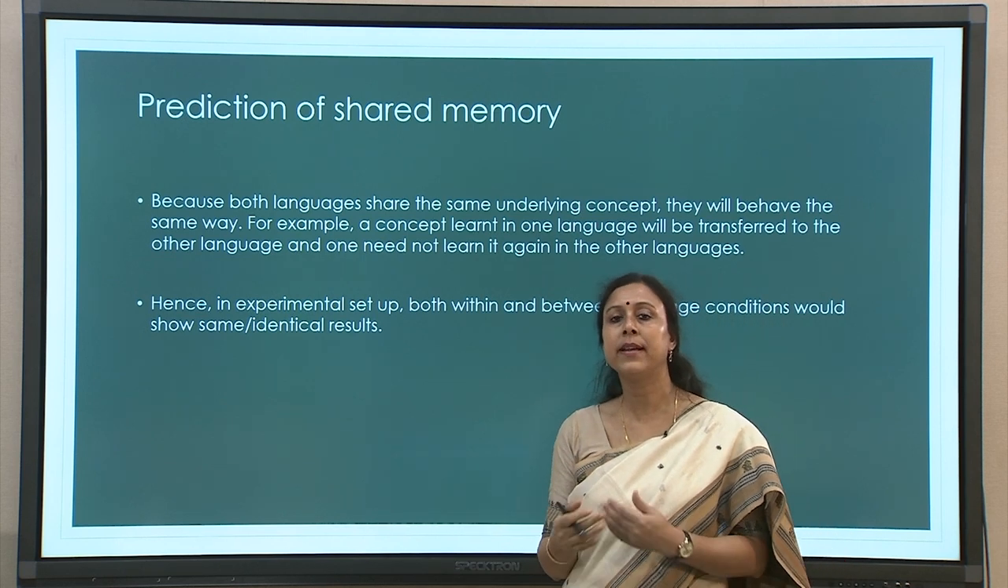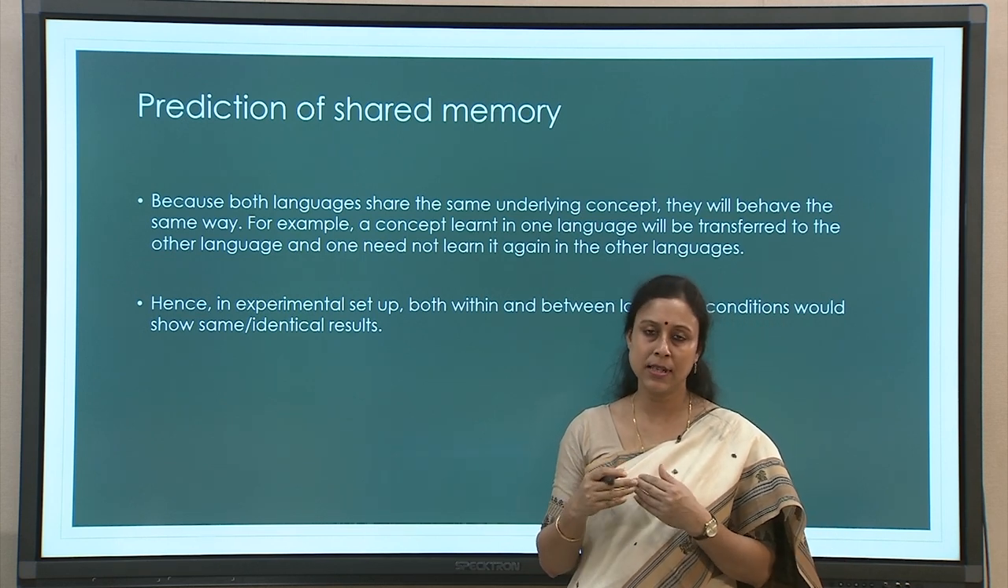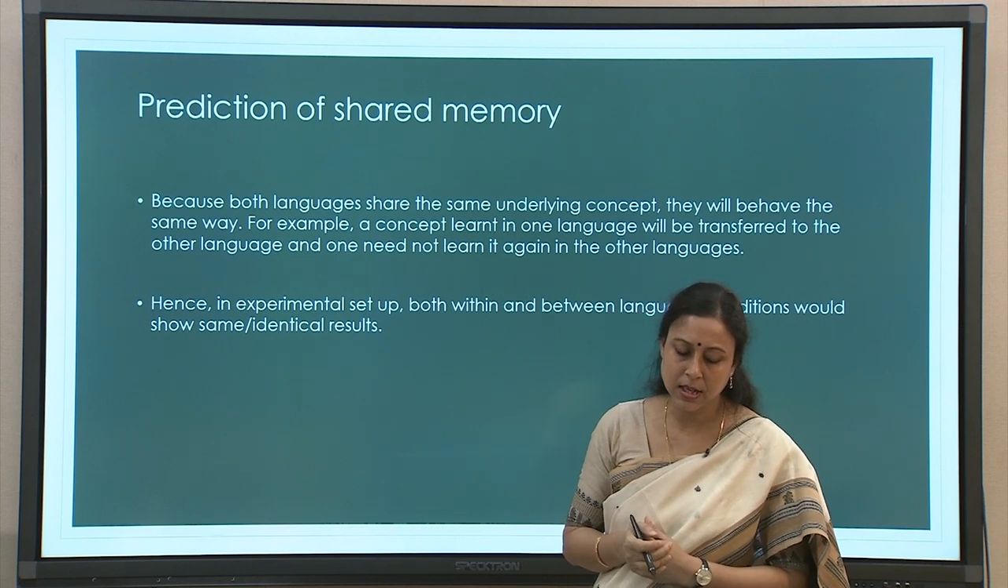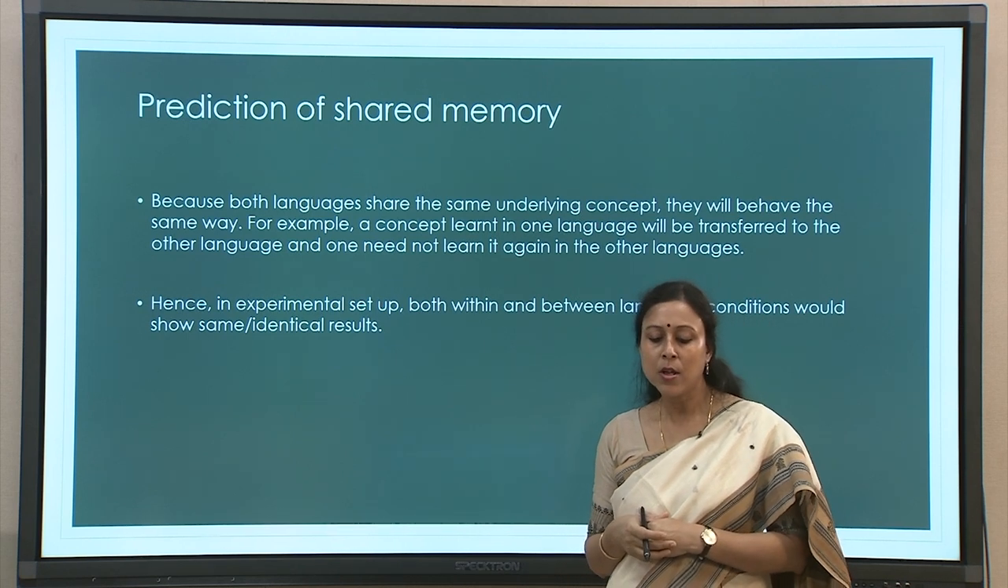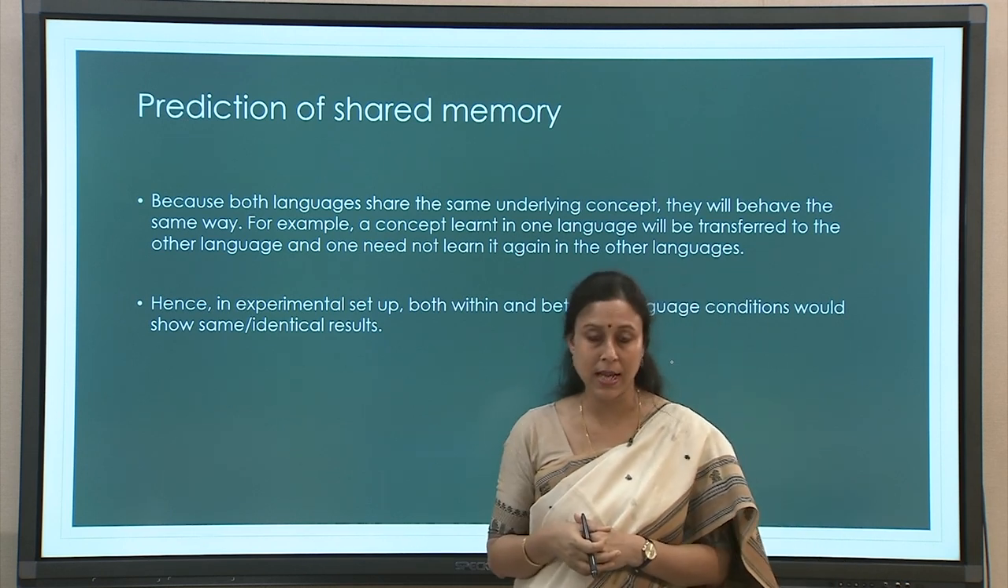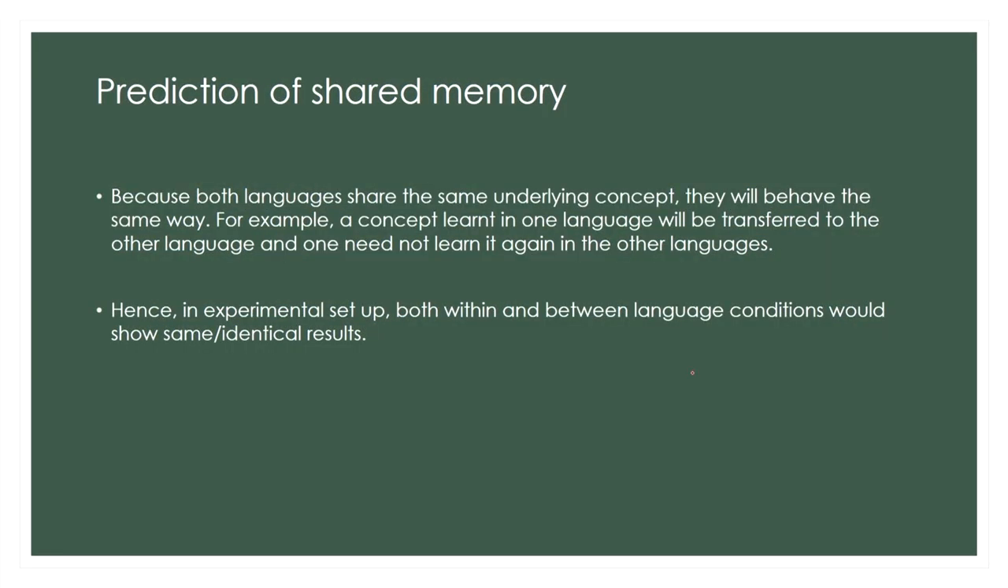Every hypothesis would predict something, right? That is how all these theories go: if this, then that. So, if you have a shared memory, what should happen? The prediction is that because both languages share the same underlying concept, they will behave the same way if there is an experimental setup to check them cross-linguistically. For example, a concept learnt in one language will be transferred to the other language, and one need not learn it again in the other language, just like the ghar and house concept I said.